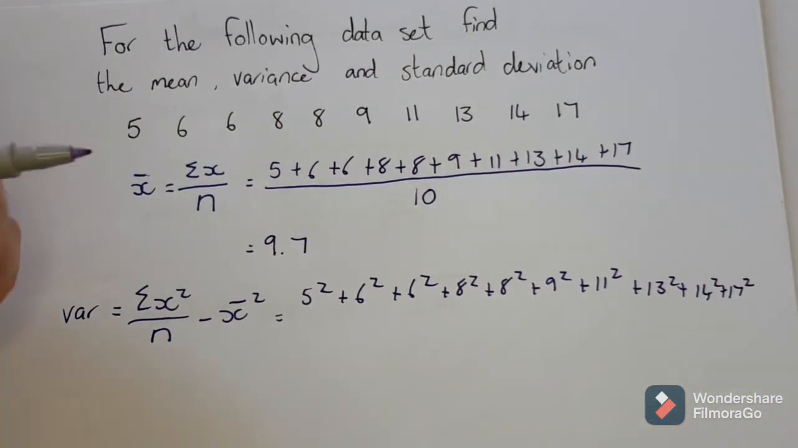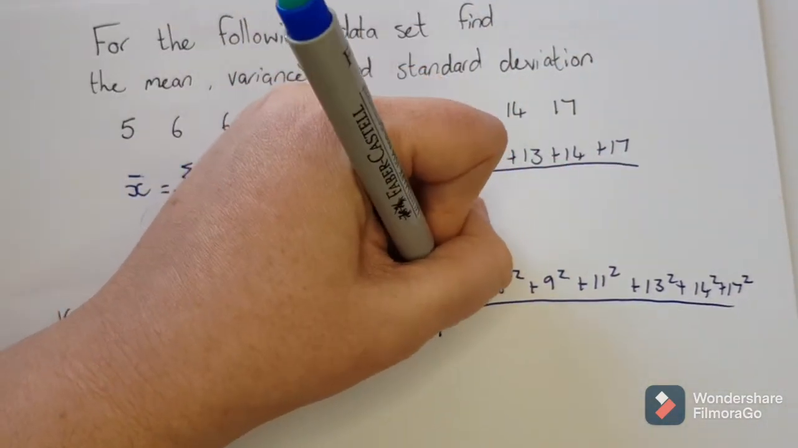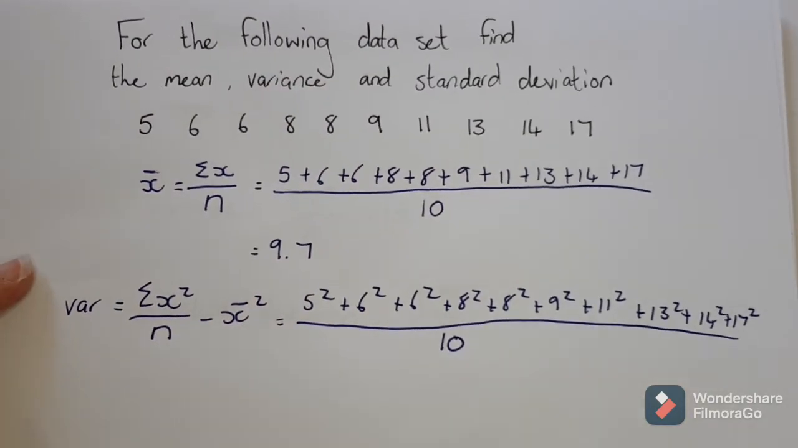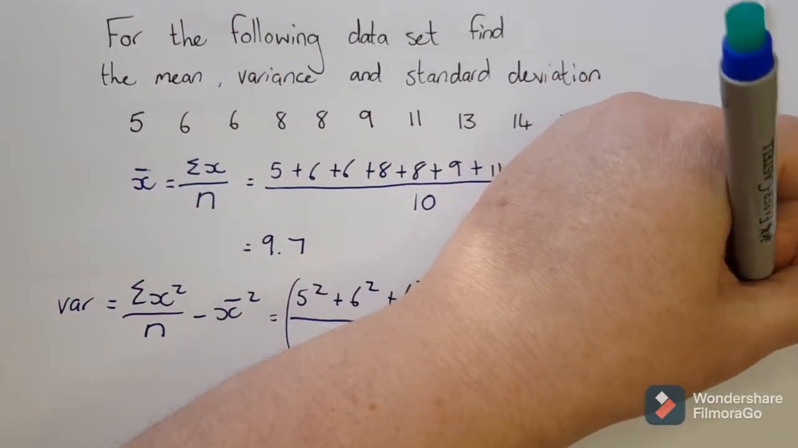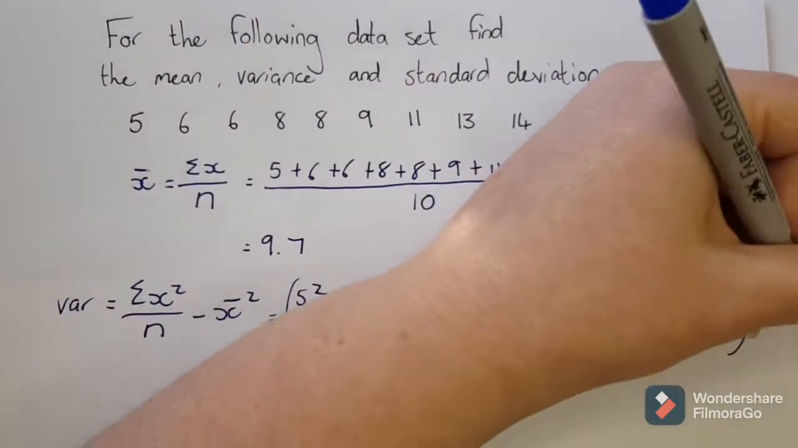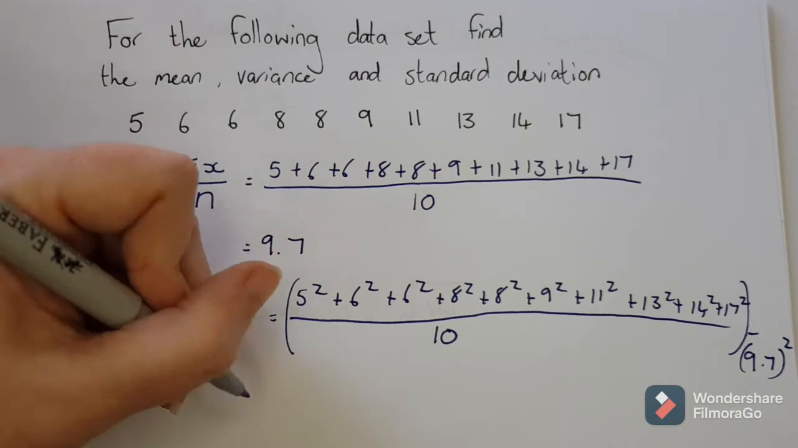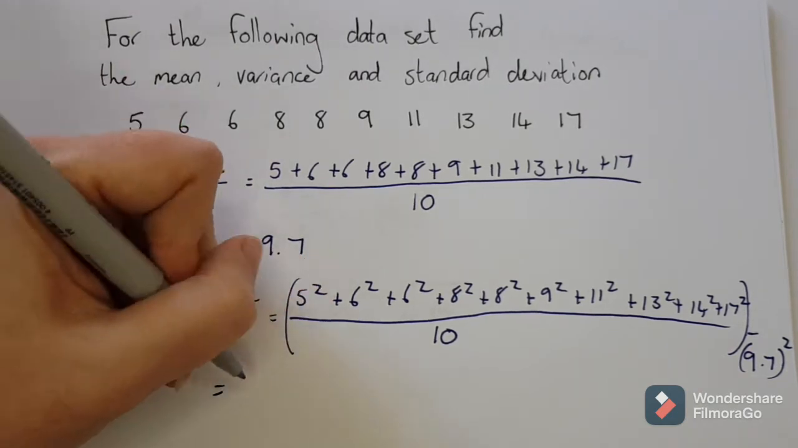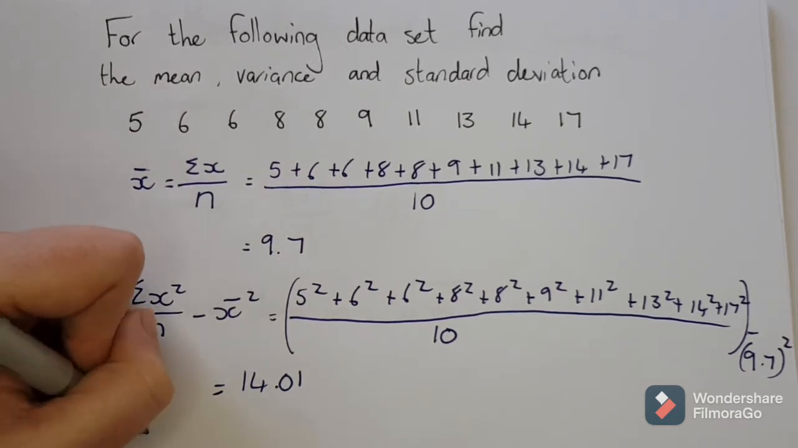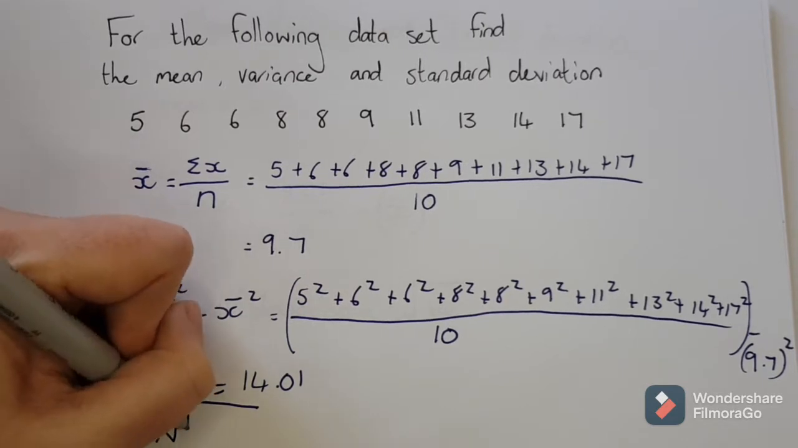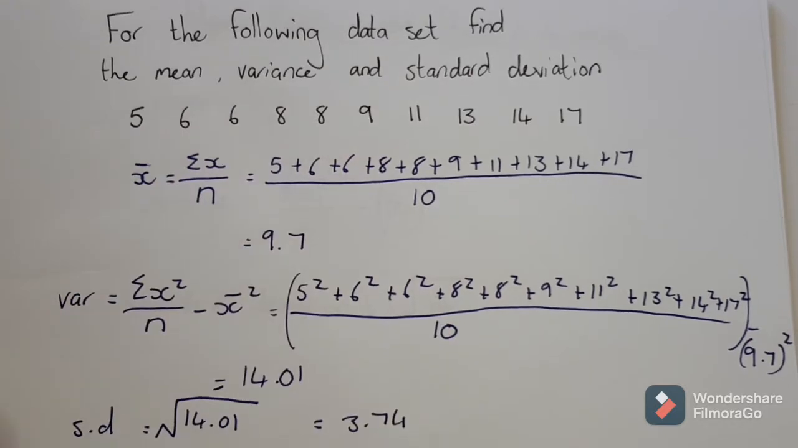Type that in your calculator, and that's going to be divided by your total number of values, which was 10. And then from this whole thing, you are going to subtract the mean squared, which is our 9.7 squared. And when you type that all in your calculator, you get your variance answer. And then the standard deviation is going to be the square root of that variance to get a final answer.